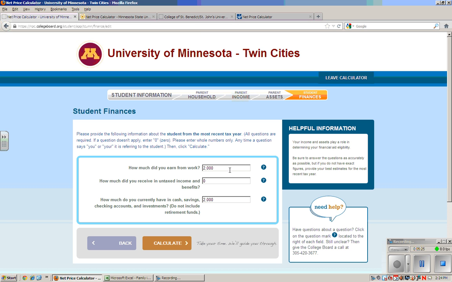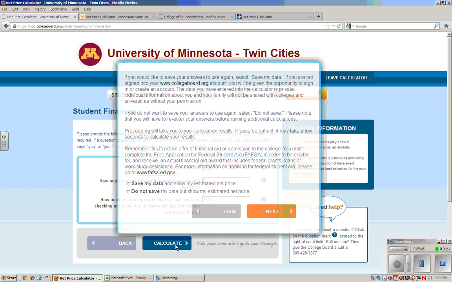Here, just for consistency, I'm guessing you earned about $2,000 from work in your senior year, and you have about $2,000 saved up. If you received any other untaxed benefits, Social Security or anything like that, that would go in that category. But again, here, I'm just saying 0. Now we'll click on the Calculate button.